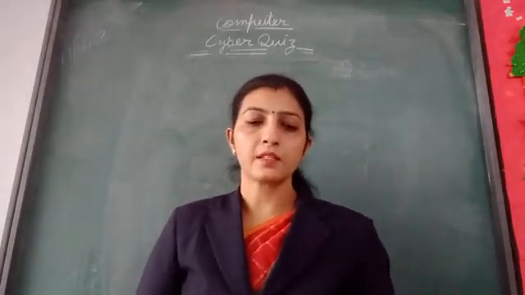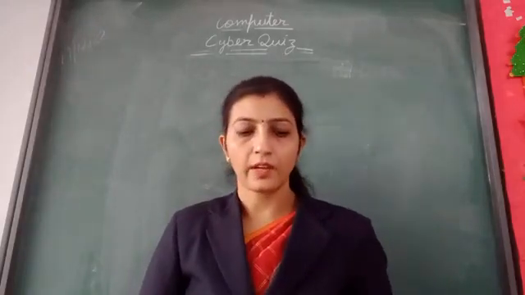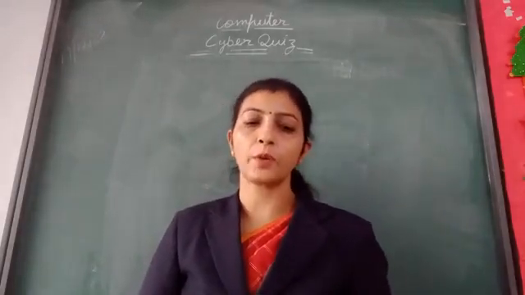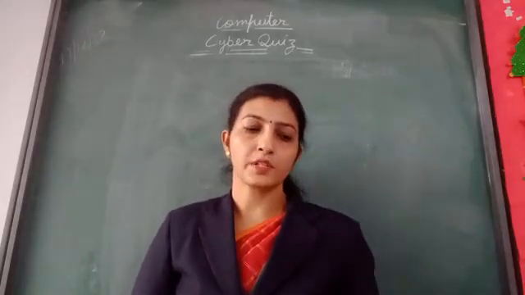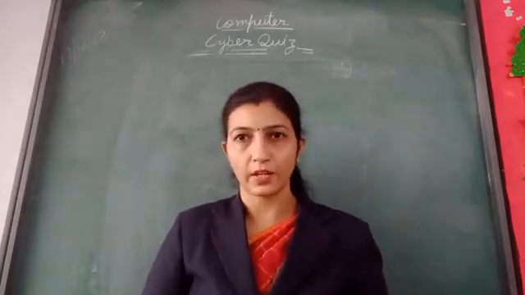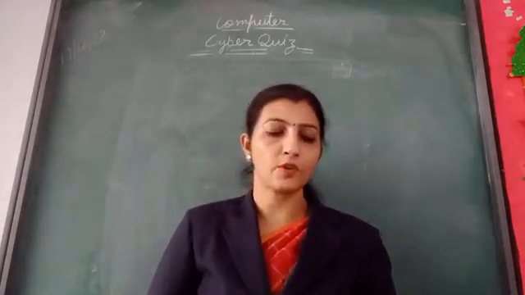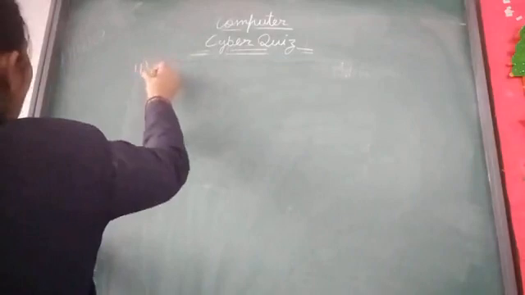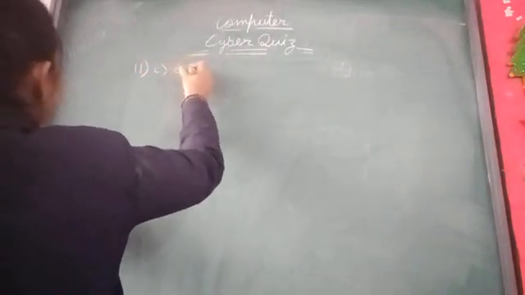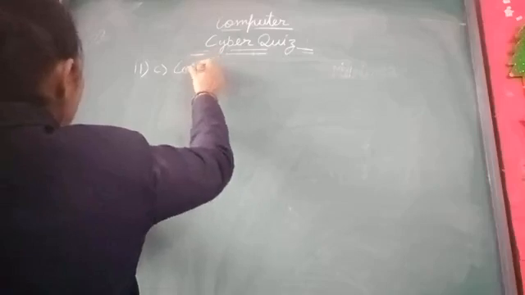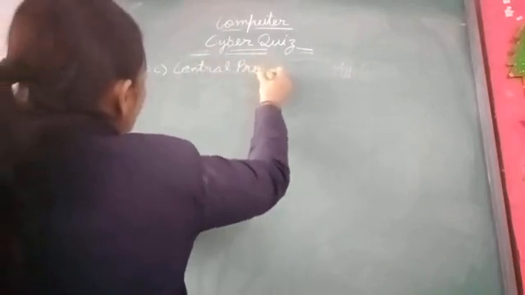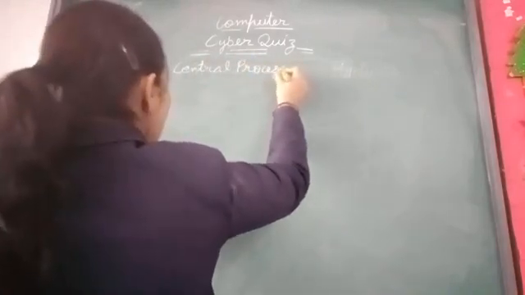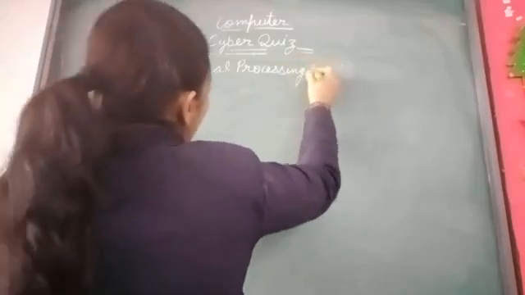Question number 11 is, CPU stands for, and the options given to us are control processing unit, combined processing unit, and the third option is central processing unit. So the right answer for CPU stands for is option C, central processing unit. So write down, children, central processing unit.